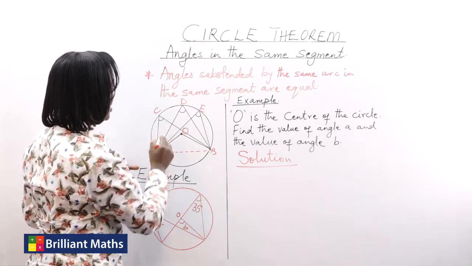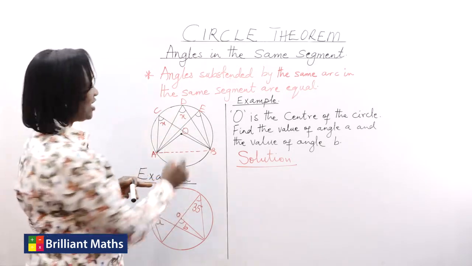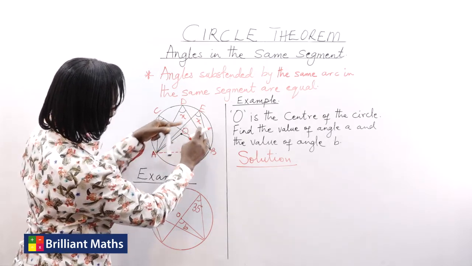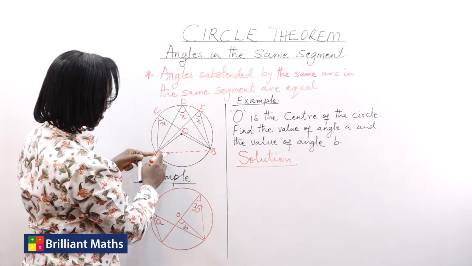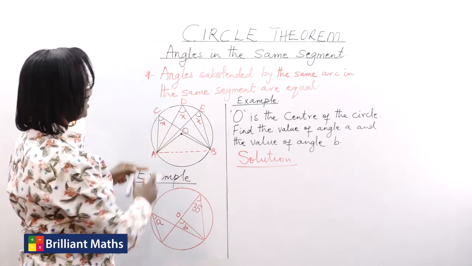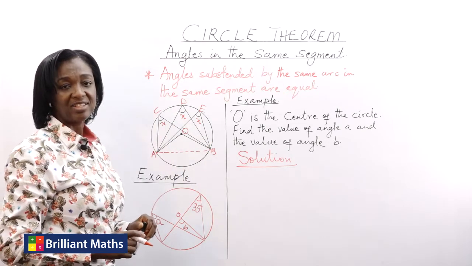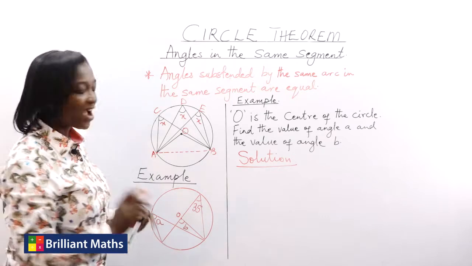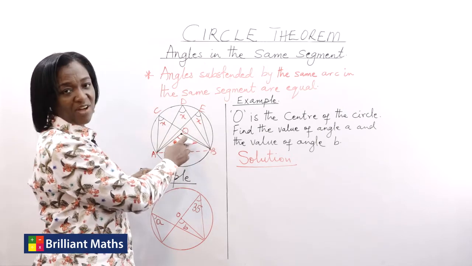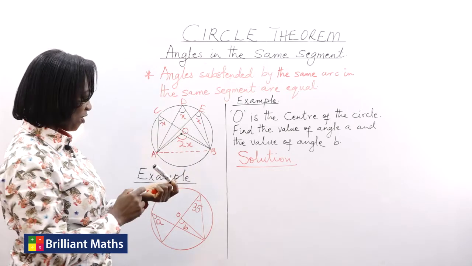So assuming this is X, that also means the angle at D is X, and the angle at E is X. Arc AB subtends X at E. The same arc AB subtends that angle at D, and the same arc subtends the angle X at C. So they are all equal. And the same arc subtends the angle at the center, O. What will be the value of that angle? The angle at the center will be twice. So take note of that.